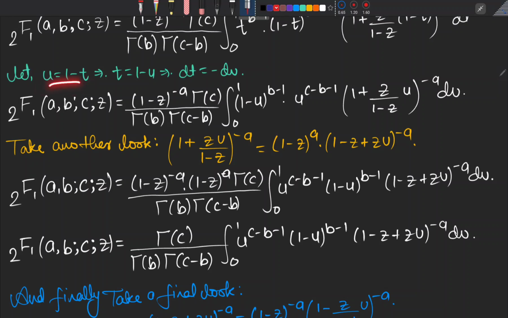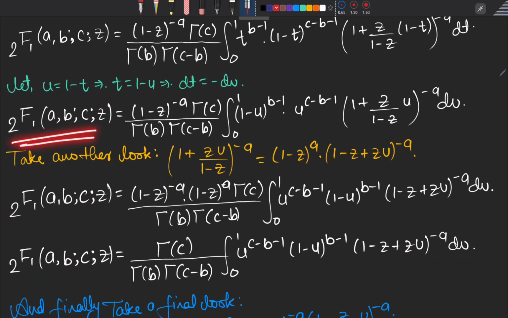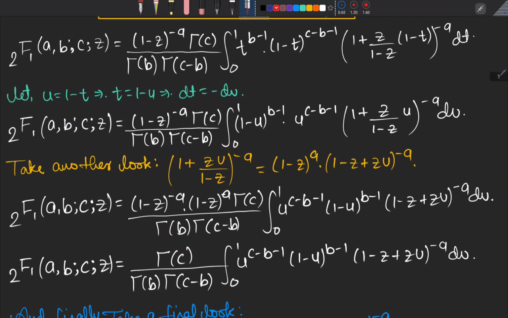So let u equals 1 minus t, so t is going to be 1 minus u obviously, and if we talk about the derivative, dt is going to be minus 1 times du, right? So our hypergeometric function is coming out to be (1 minus z) to the negative a times Γ(c) over Γ(b)Γ(c minus b) times the integral from 0 to 1. Actually, if we talk about the limits, your lower limit is going to be 1 and your upper limit is going to be 0. So the integral should be from 1 to 0, right?